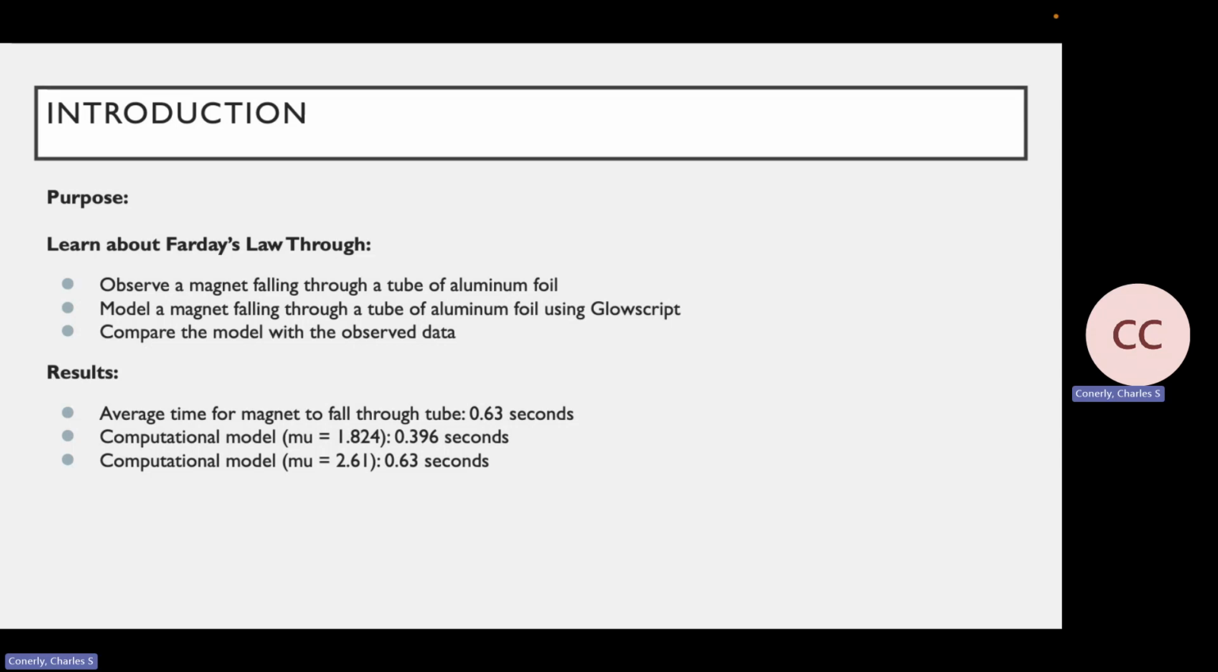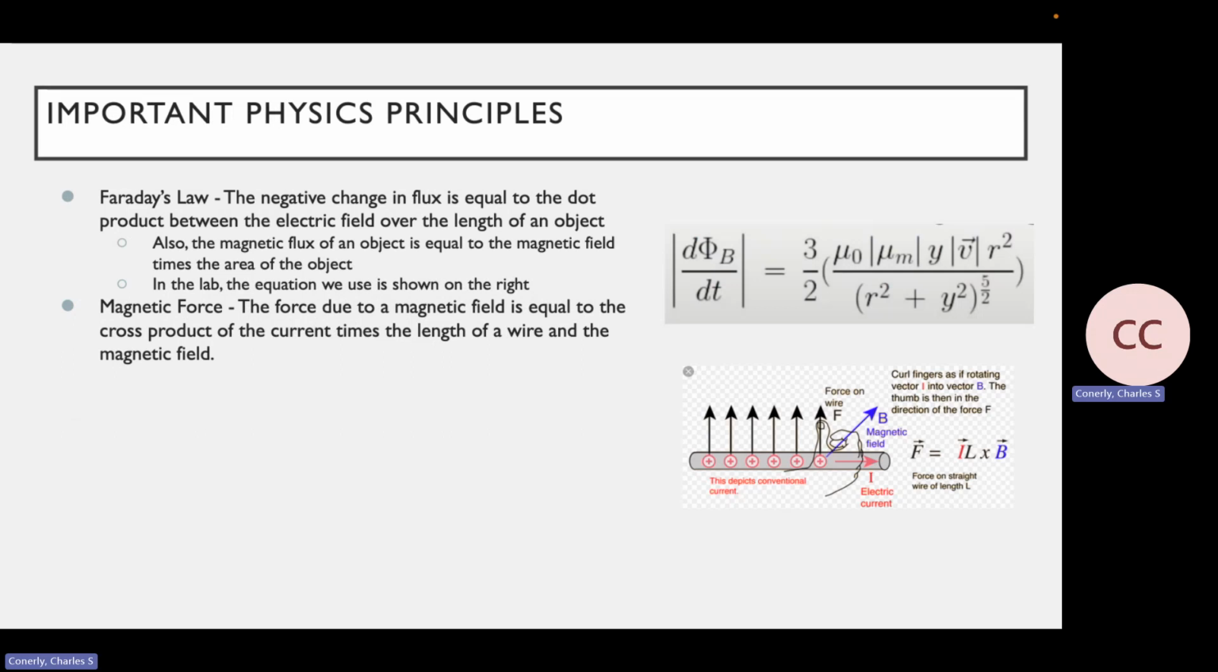Here are some quick results. The average time for the magnet to fall through the tube is 0.63 seconds. Using a computational model with mu, we see that the average time is 0.396 seconds. And using a computational model with mu 2.61, we see that it's accurate to our observed value of 0.63 seconds.